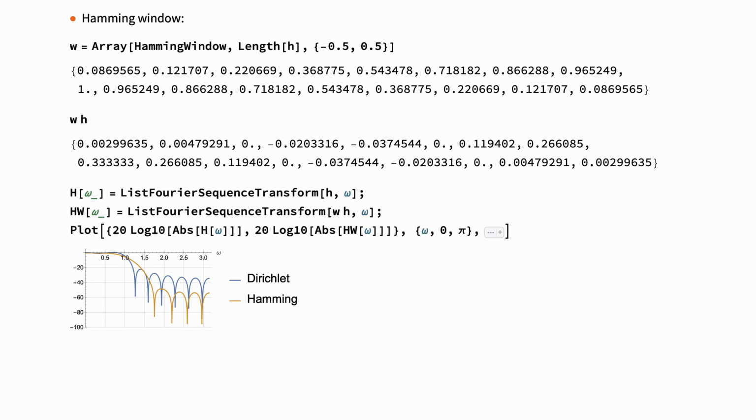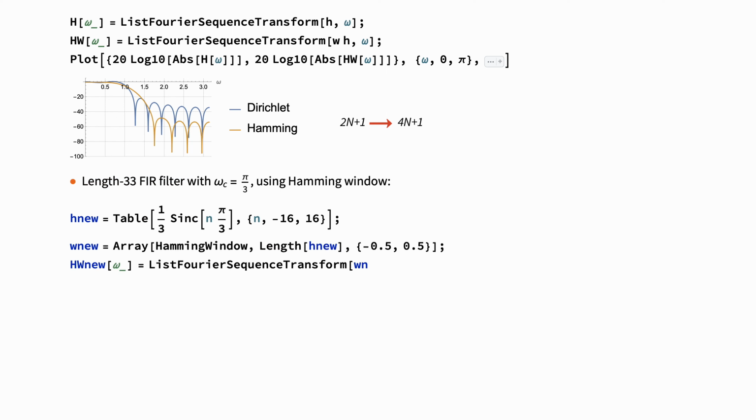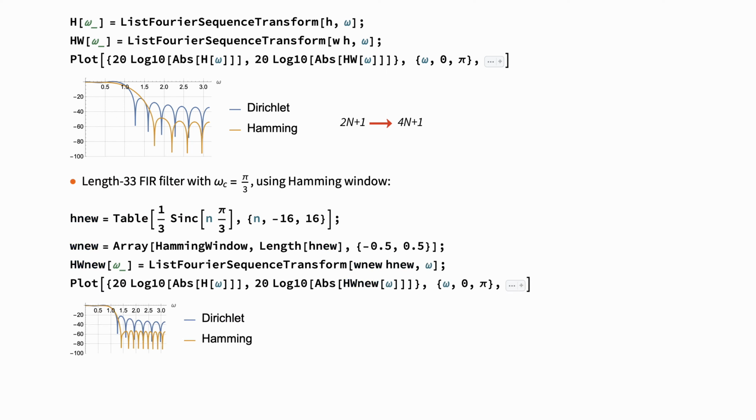If this is a problem, we can reduce the transition width to be equal to the width that we had with the rectangular window of length 2N plus 1 by increasing the length of the Hamming window to 4N plus 1, almost doubling it basically. Here we show the magnitude spectrum of the filter smoothed with a Hamming window of length 33. Now the stopband attenuation is improved without increasing the transition width.